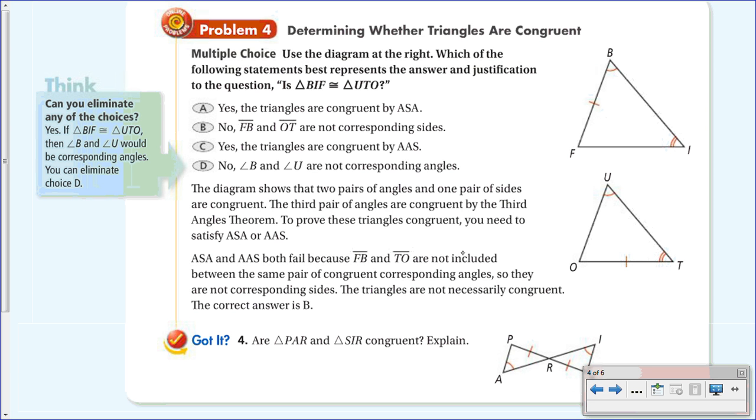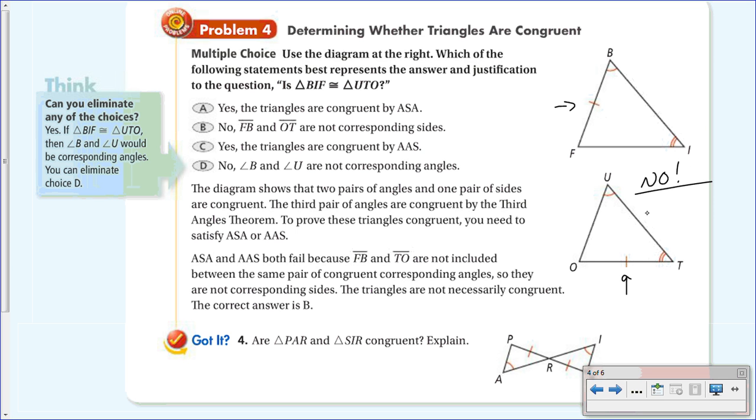Problem 4, determining whether triangles are congruent. Use the diagram at the right. Which of the following statements best represents the answer and justification to the question, is triangle BIF congruent to triangle UTO? So let's look. Here we have two angles and a side. Here we have two angles and a non-included side. Is this non-included side the same as this non-included side? If you said no, you are correct.